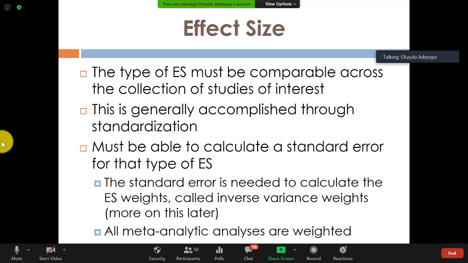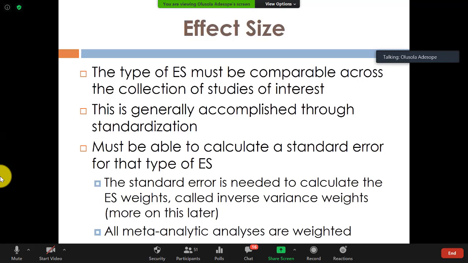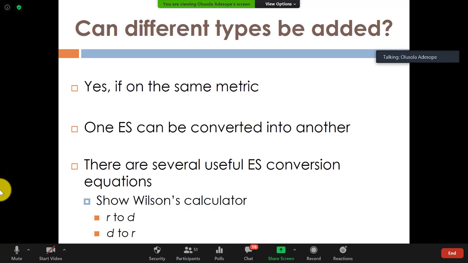And then there are conversion formulas for converting one effect size to the other. So if mean difference is more dominant in your distribution of studies, and a couple of studies have reported correlational effect sizes, you have to convert those to mean difference effect sizes. We also weight studies based on sample size. So a study that has 1,000 participants will contribute more weight to the meta-analytical model than a study that has 20 participants. And it makes sense. They are not the same. But again, all the effect sizes have to be on the same metric.